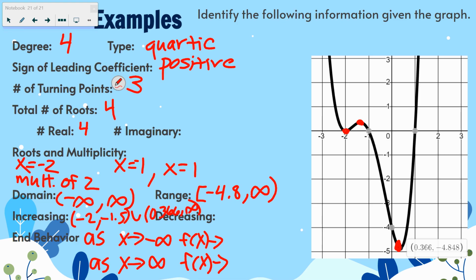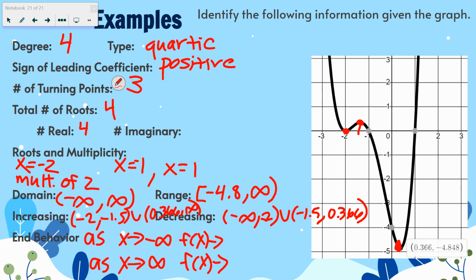And then where are we decreasing? Where do we first decrease? Good job. Negative infinity to negative 2. And where else do we decrease? Negative 1.5 until 0.3. Good. Negative 1.5 to 0.366.